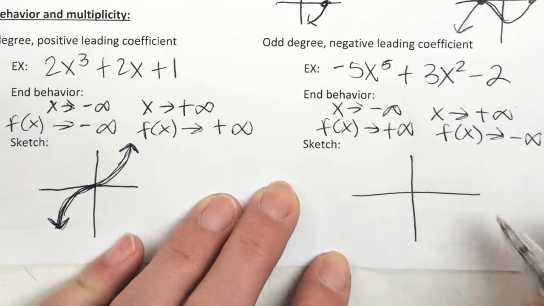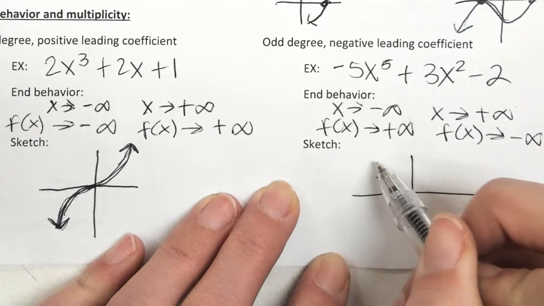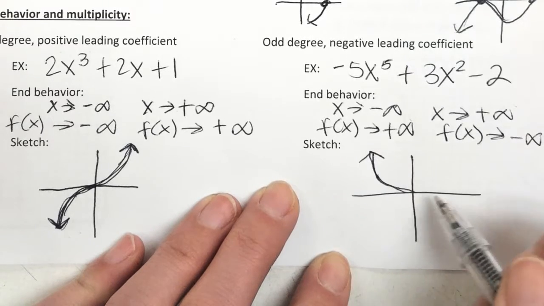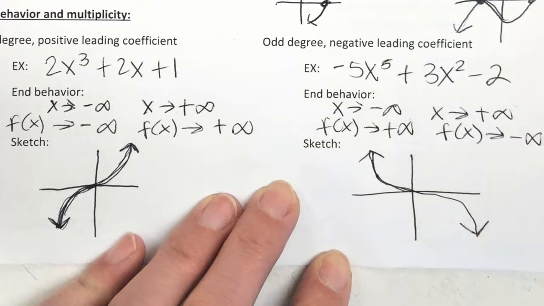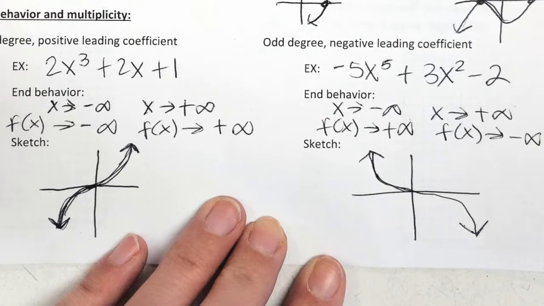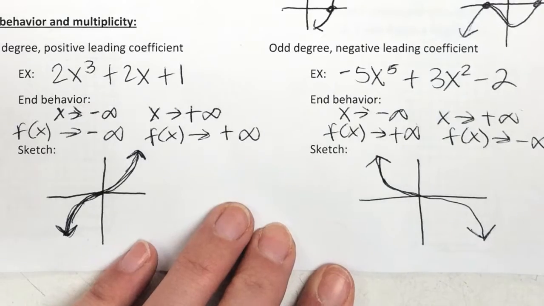And here's how the sketch will look. If it's going to the left and positive, it's going to be like this. And if it's going to the right, y is going down, it'll look like this. And we'll talk more about that in a second. Any questions about that? Alright, flip it over.